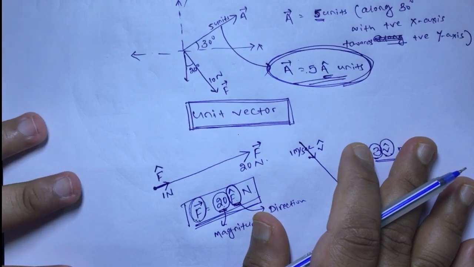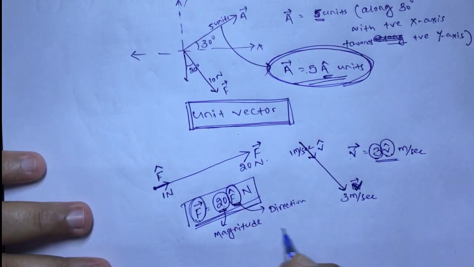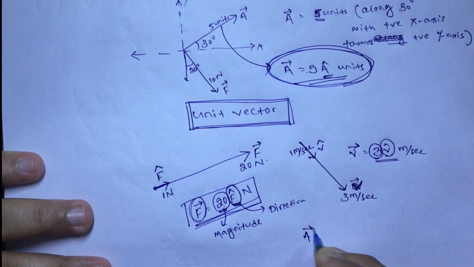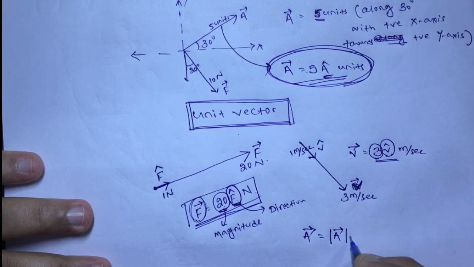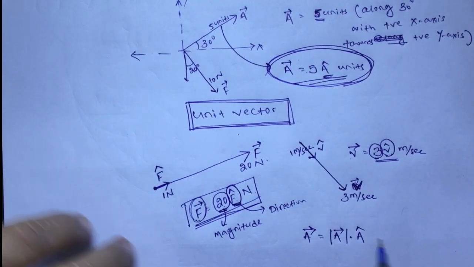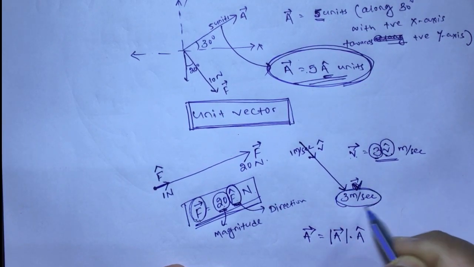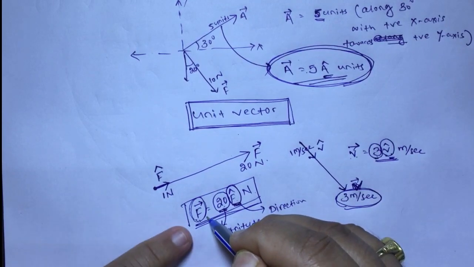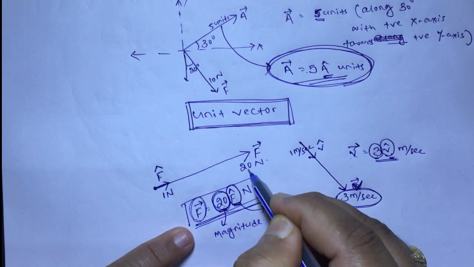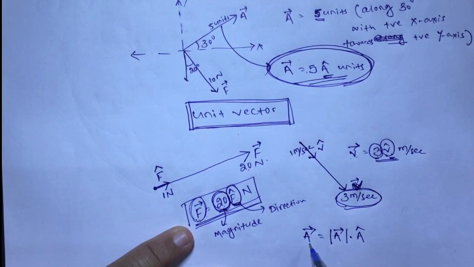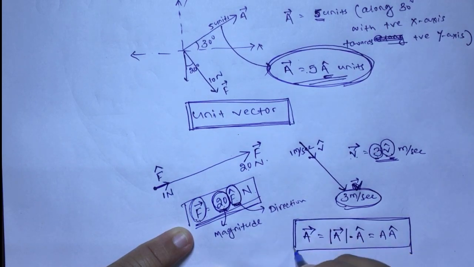the aim is not fulfilled, but we have learned a concept that any vector can be written as a vector magnitude into a cap. Like here v vector can be written as v vector magnitude. What is v vector magnitude? 3 into v cap. F vector was written as f vector magnitude, which is 20 into f cap. So a vector can be written as a vector magnitude into a cap. This is the final thing we have learned till now.